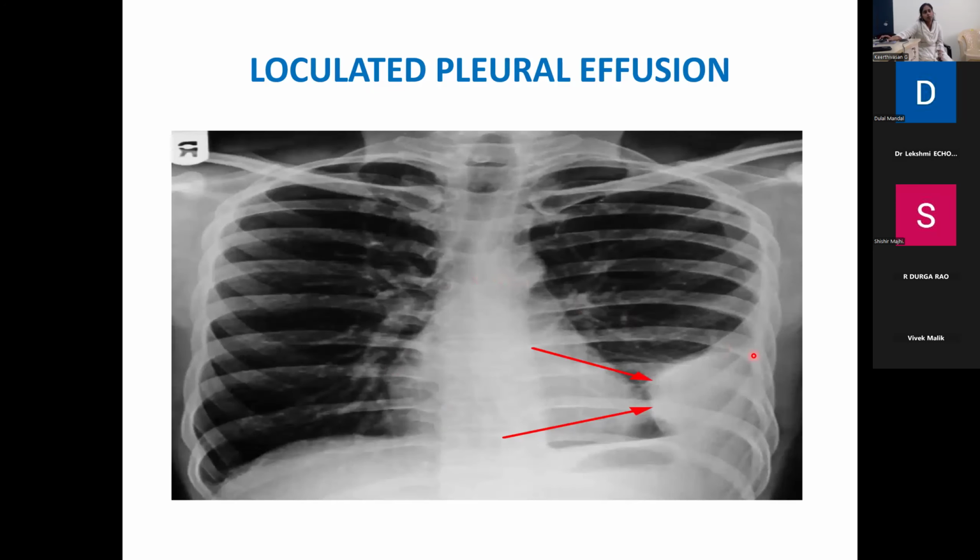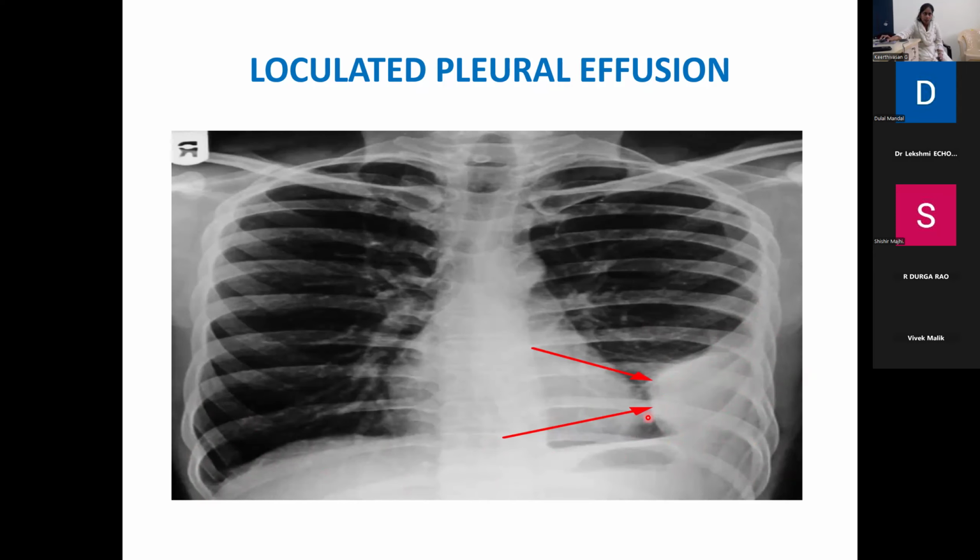Then loculated pleural effusion. The first thing in loculated pleural effusion, always see for the CP angles, because only if there is a large effusion you will get other findings. In small effusions you may not. So in TB, if the patient is not on treatment or has not been diagnosed, or if the effusion is a long standing one, the effusion tends to get organized and becomes loculated. So here the CP angle is obliterated. You can see the meniscus sign very clearly here.